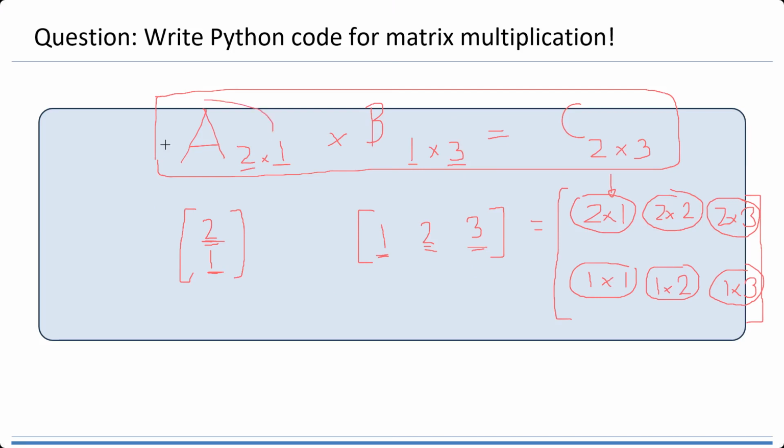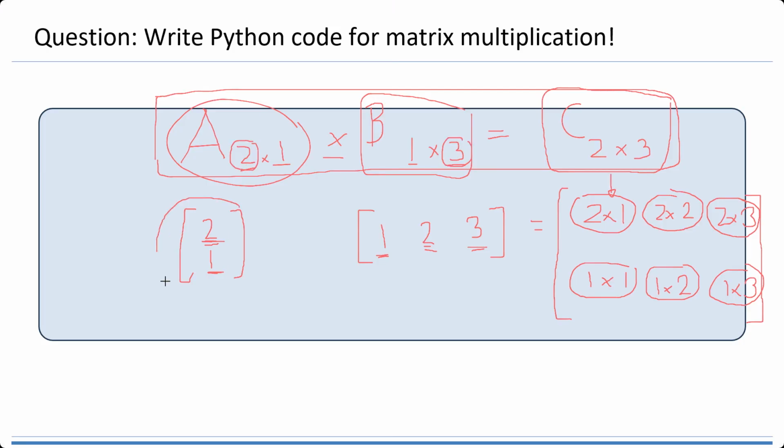Just make it simple with matrix A, 2 multiplied by 1, multiplied by B, 1 multiplied by 3. And then you will get the result, a matrix, which is 2 multiplied by 3. 2 is from here and 3 is from here.